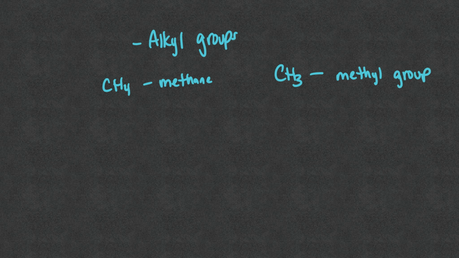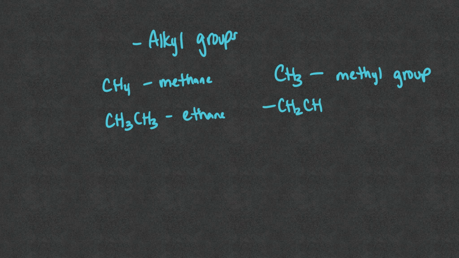Another example, if you have CH3CH3, we call this ethane. But if we have a CH2CH3, there you go, we're missing a hydrogen. This is what we call an ethyl group. So it's just an alkane that's missing a hydrogen. And when it's missing a hydrogen, that's the point where this substituent is bonded to the parent group. If that makes sense.